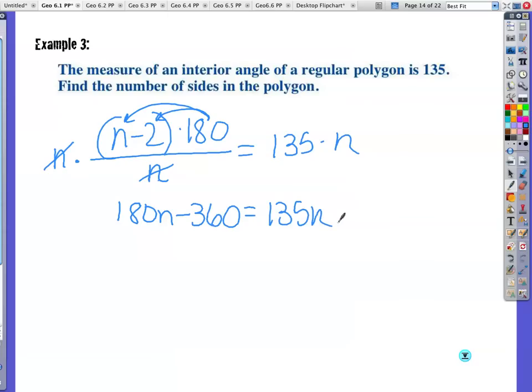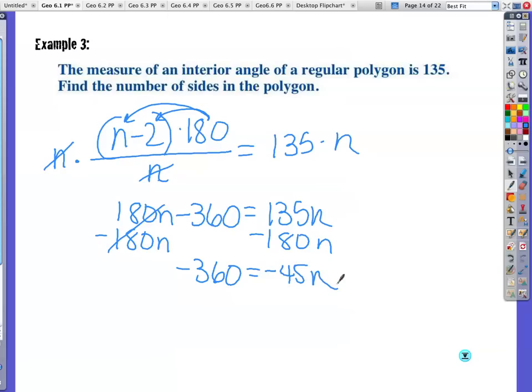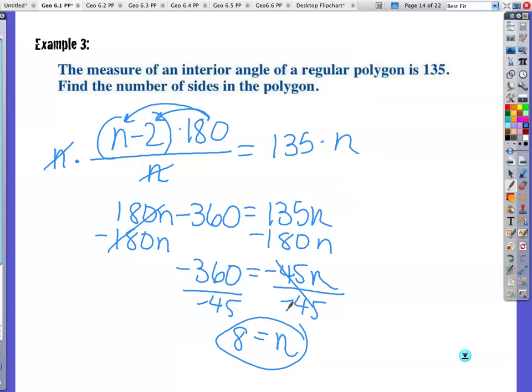Okay, got n's on both sides. I can't move my 135 in, but I can subtract 180n from both sides. Okay, I've got negative 360 is equal to negative 45n. Divide both sides by negative 45. Okay, and then n is going to be equal to 8. Okay, find the number of sides of the polygon. You got 8. You got an 8-sided figure, which would be an octagon.